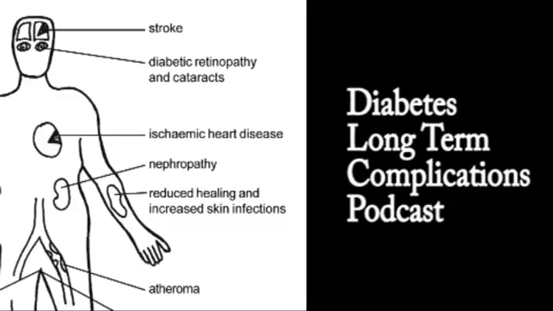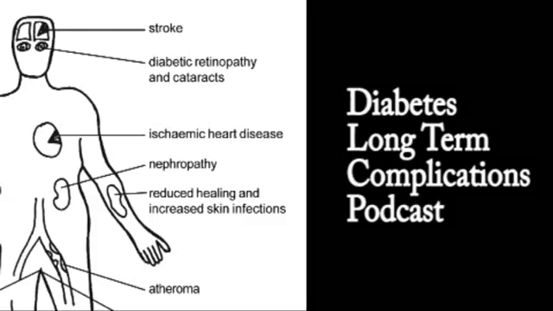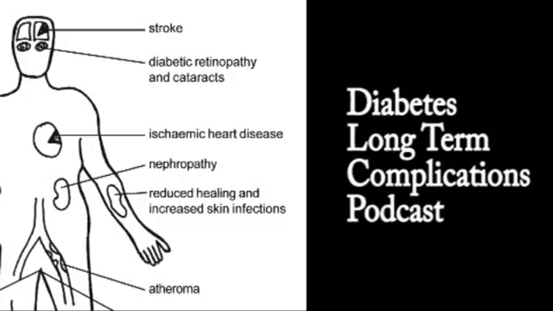Next, I think we'll talk about microvascular disease. Now, microvascular disease, as the name suggests, is disease of the small blood vessels, the arterioles, the venules, and probably mostly the capillaries, the very small blood vessels. And what happens in microvascular disease is that the basement membranes thicken.